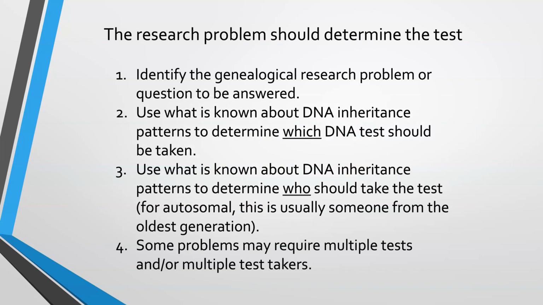Now that we've looked at the inheritance patterns of all of the types of DNA, of mitochondrial, of Y-DNA, of autosomal DNA and xDNA, and we should point out xDNA is automatically tested. It's not a separate test. It is tested as part of an autosomal DNA test. So what test should be taken?